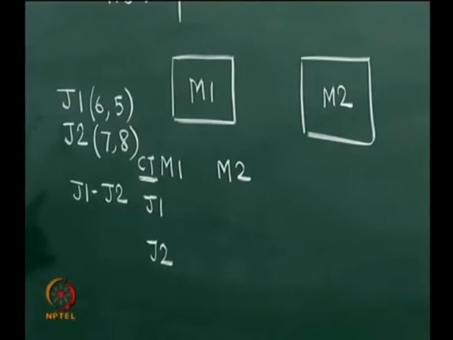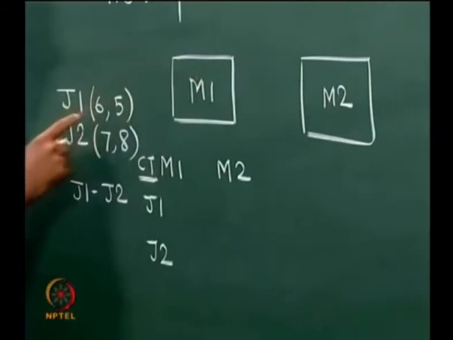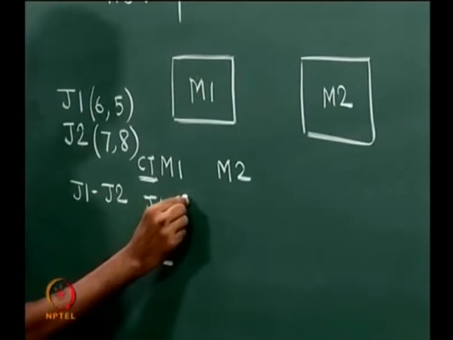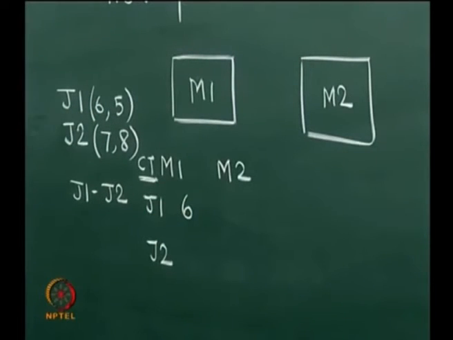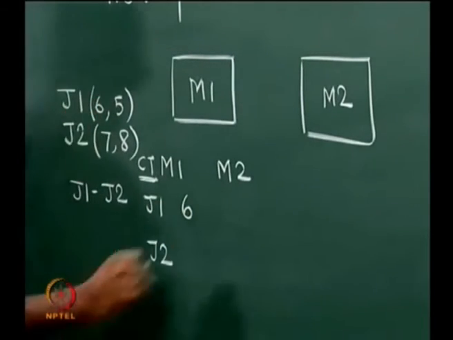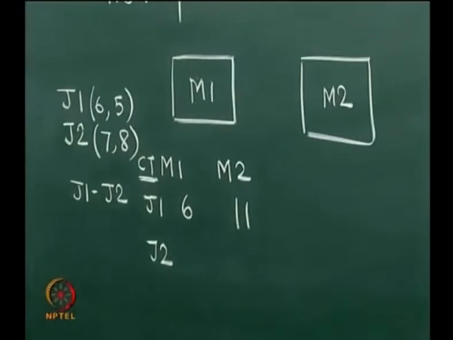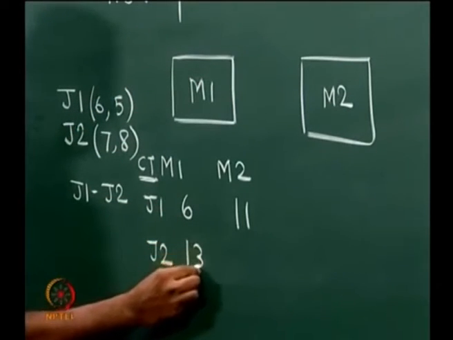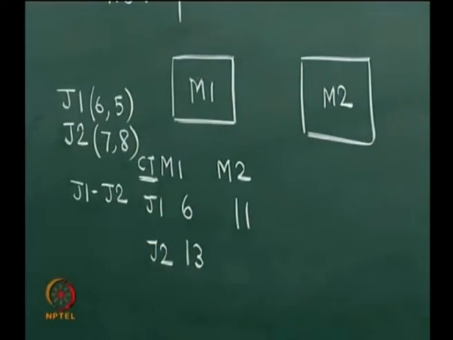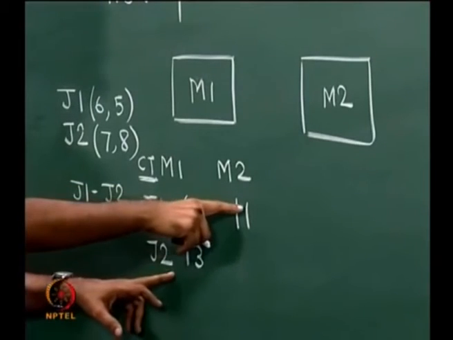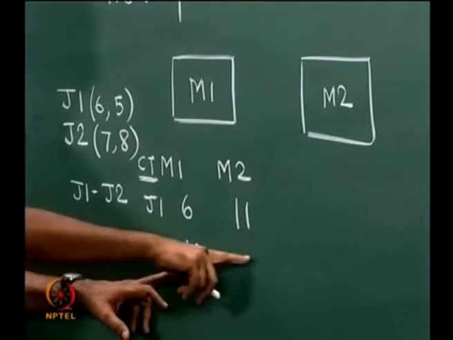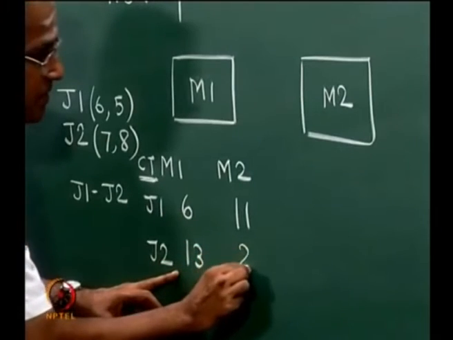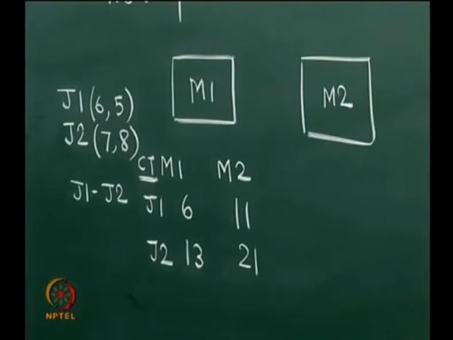So J1 first goes to M1 at time equal to 0 and finishes at 6. Then J1 goes to M2 and finishes at 11. J2 enters M1 at time equal to 6 and finishes at 13, and M2 is available at 11. So J2 can take M2 at 13, 13 plus 8, 21. This we are very familiar with.